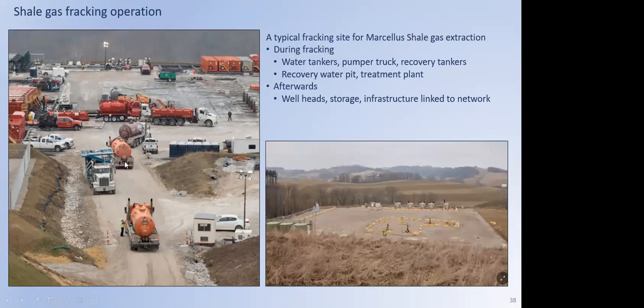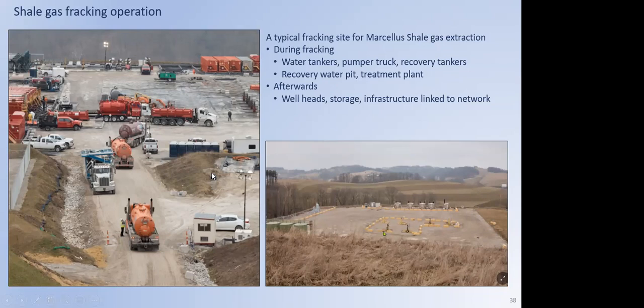It's quite a busy operation, and that's an example during fracking for the Marcellus Shale. During fracking, you can see the water tankers lining up. There's one at the back, and then there are the pumper trucks sitting over the well. And as you recover, there are pits surrounding this and a treatment plant.